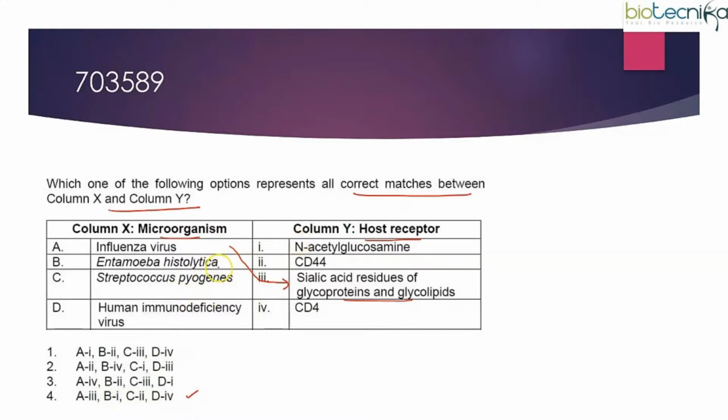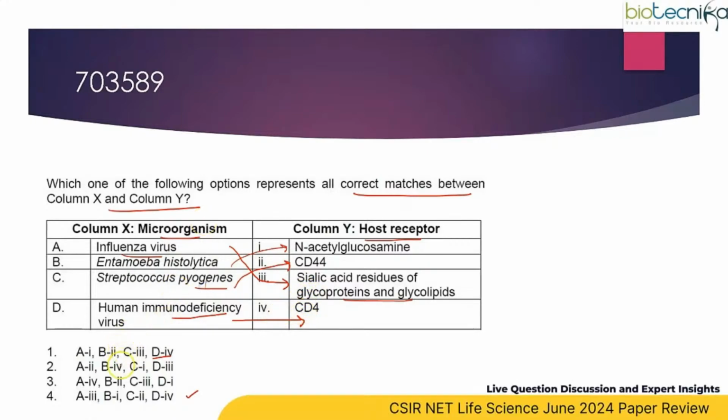microorganisms and the receptors. Entamoeba histolytica. Okay, so B will match with N-acetyl glucosamine. Streptococcus pyogenes will match with CD44, and HIV we all know, it goes and binds to CD4. Very simple. So here you can see if you know CD4, you have two options, 1 and 4. But again, influenza virus is also very simple, so we all know it. Sialic acid residues of glycoproteins and glycolipids, it goes and binds. So again, A matches with 3, so the right answer should be option 4.